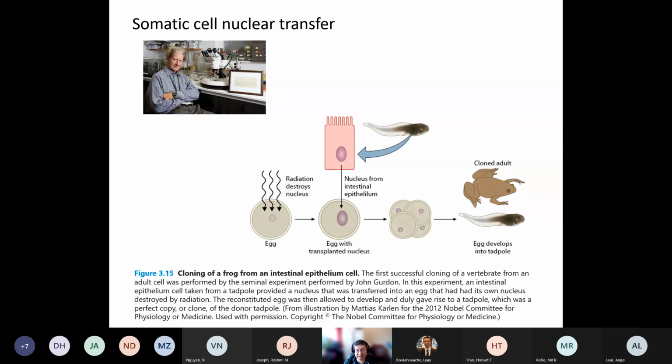You heard it many times, but I'm going to include some more technical detail about this. So this is called somatic cell nuclear transfer, shown on the top left is Sir John Gurdon. And I had the fortune to meet him a few years ago when he delivered a talk in Hotel Galvez in a stem cell meeting.